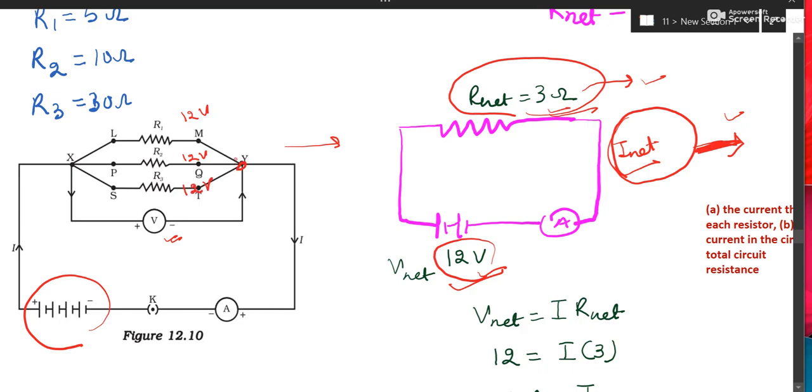In parallel, voltage is the same. What is the value of resistance? 1, 5. So, resistance is there, voltage is there, V is equal to IR. You can find out the current through the first resistance.